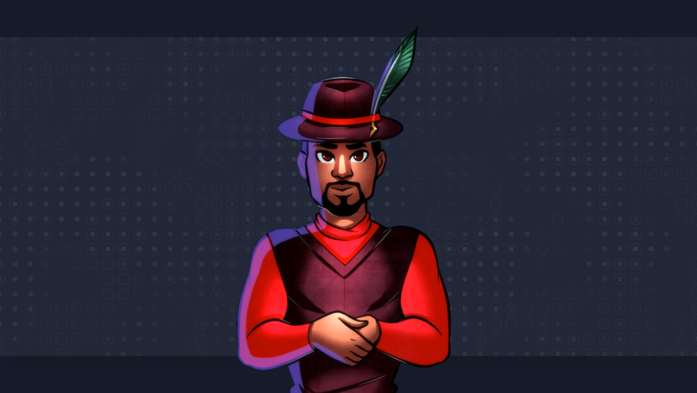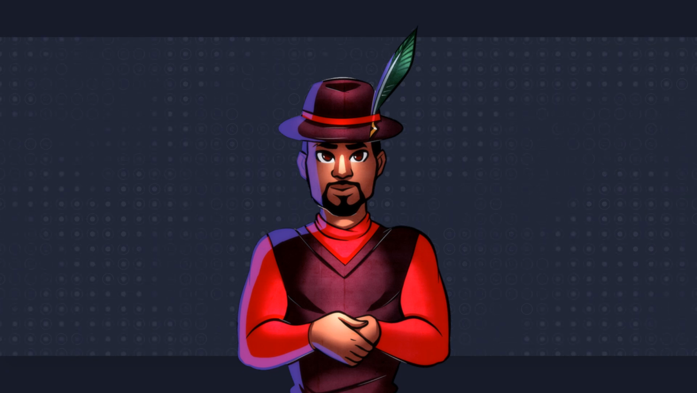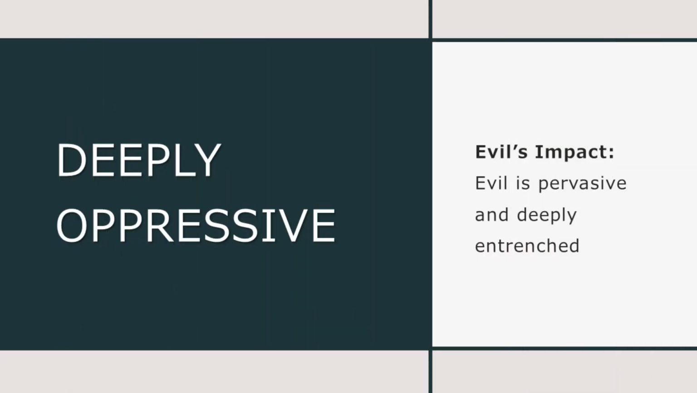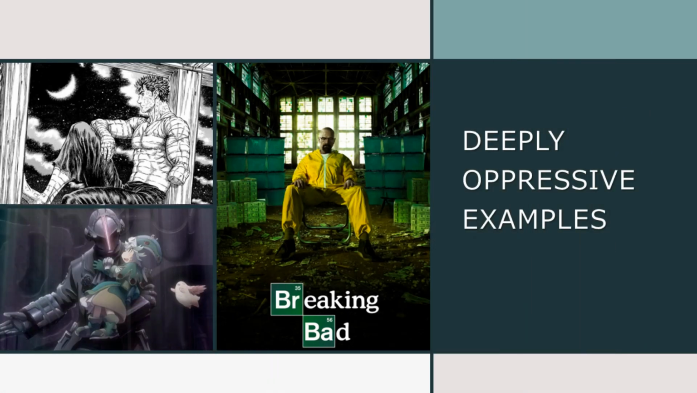In fact, the only way to get more draining than this is to go to the darkest end of the spectrum with deeply oppressive stories. In deeply oppressive stories, evil is pervasive and deeply entrenched, affecting all aspects of the protagonist's life and the society they live in. Innocent and vulnerable characters are often targeted and harmed with impunity. The tone is consistently bleak, and the story may lack a clear resolution, focusing instead on the endurance or survival of the characters. Breaking Bad is an example I'd place in this territory, especially as the story goes on.